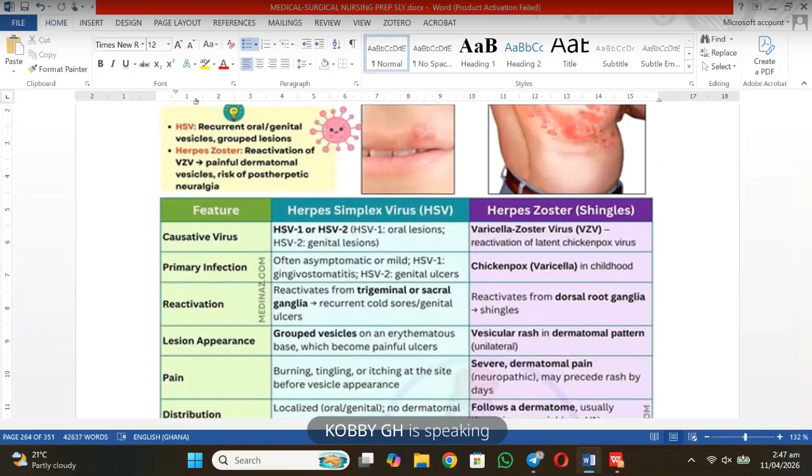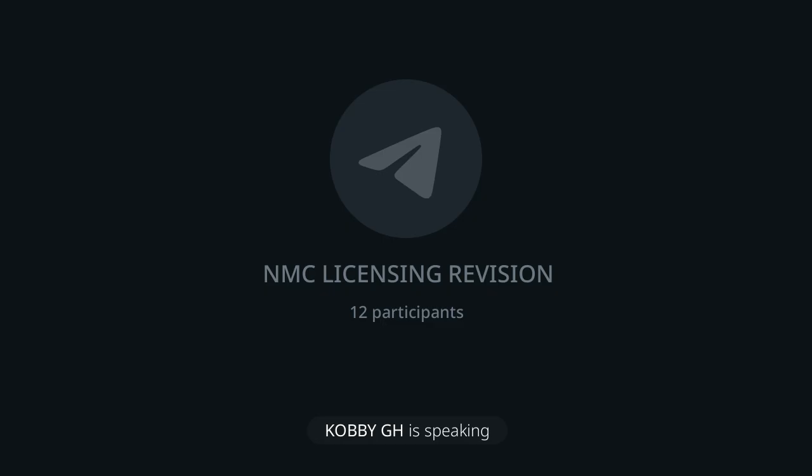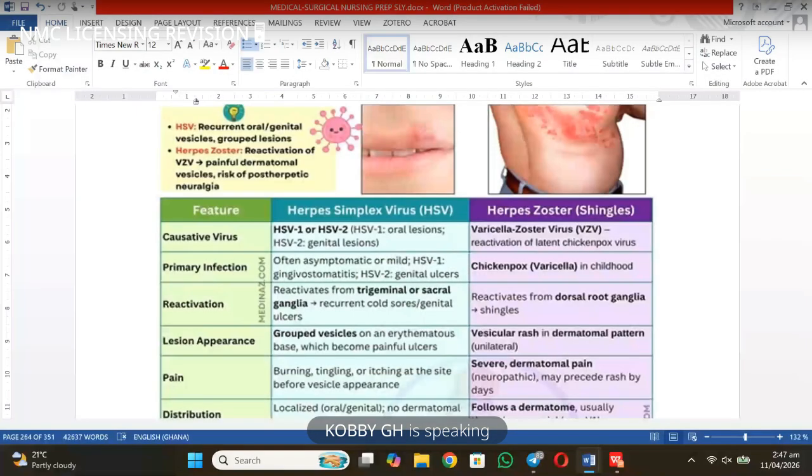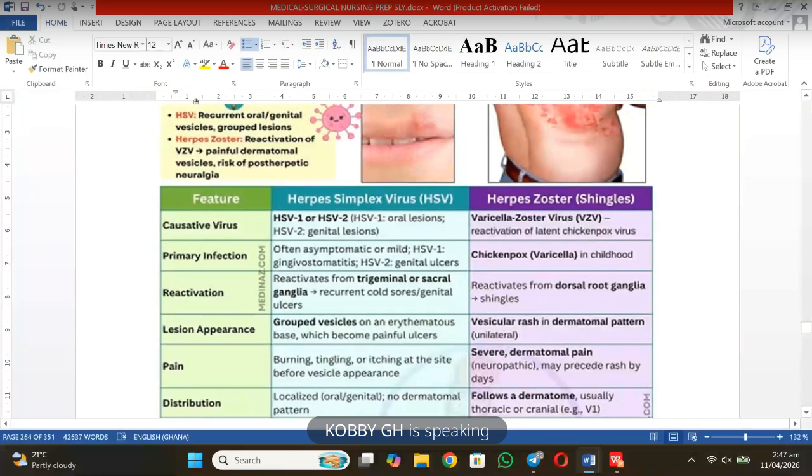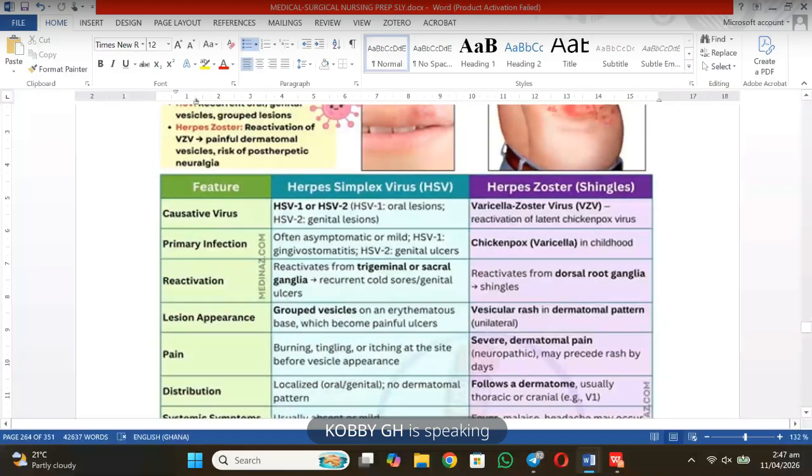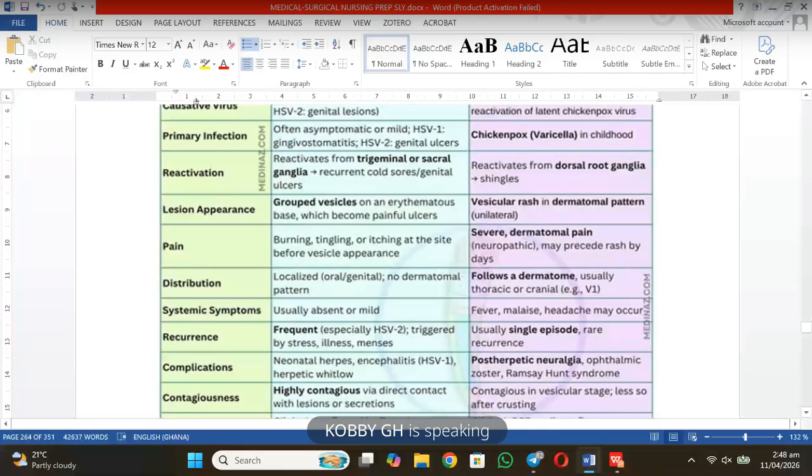More specifically, herpes zoster is caused by varicella zoster virus, more like a reactivation of a latent chickenpox infection. A patient who has suffered chickenpox before and was not treated properly, then it reactivates again. It occurs again, and this time we call it herpes zoster. Is that okay? So that is it for herpes zoster and then herpes simplex.